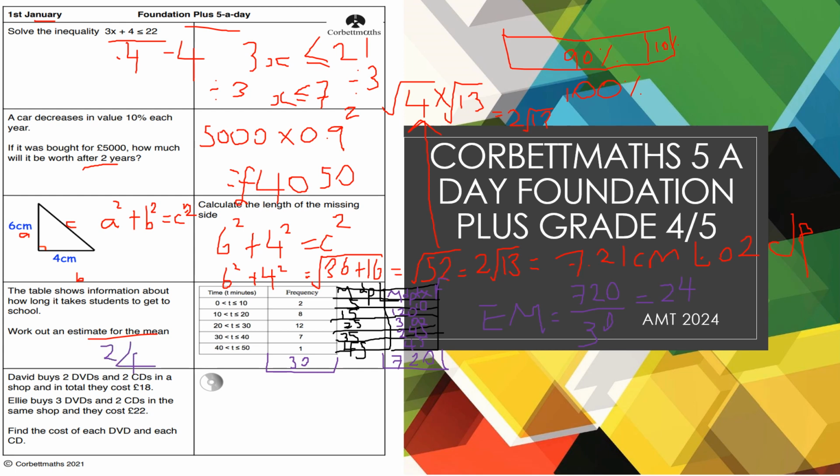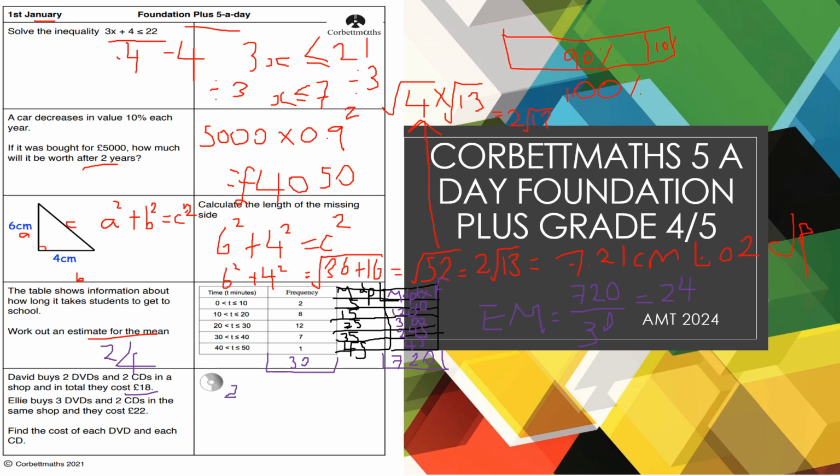This next one: David buys 2 DVDs and 2 CDs in a shop and they cost £18. Ellie buys 3 DVDs and 2 CDs in the same shop and they cost £22. Find the cost of each DVD and CD. So here I've got to form a pair of simultaneous equations and then solve it. We'll label DVDs as x and CDs as y.